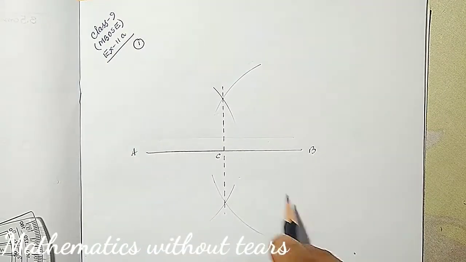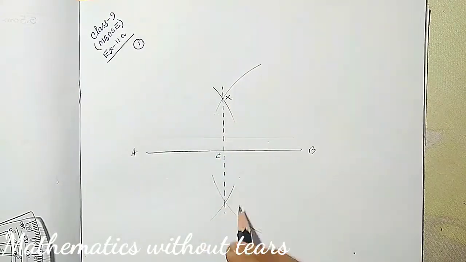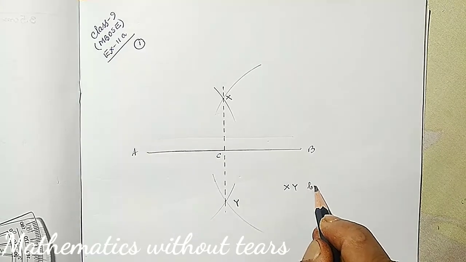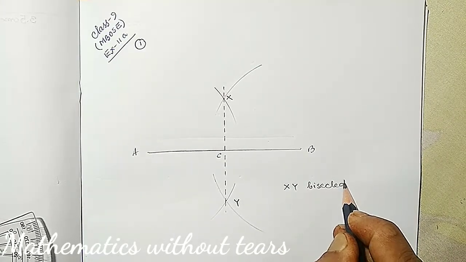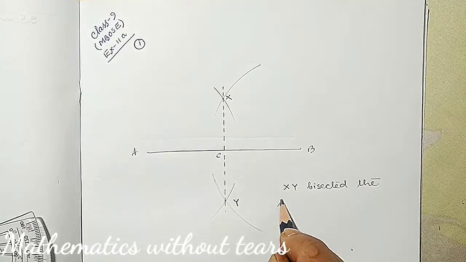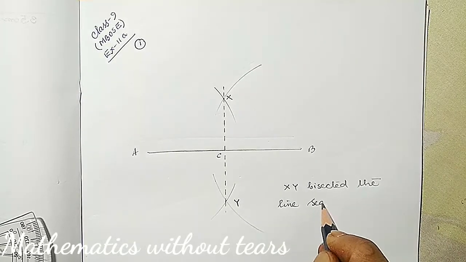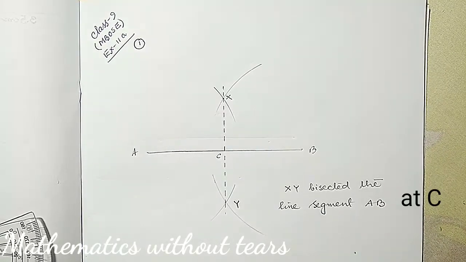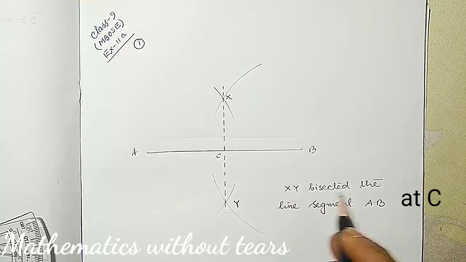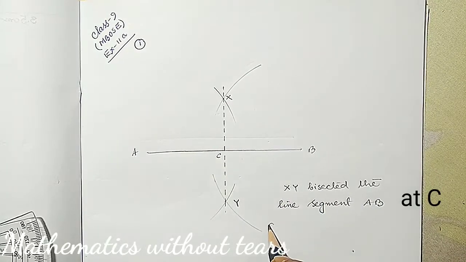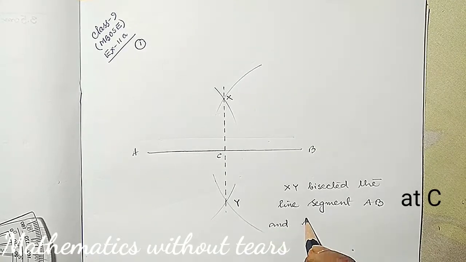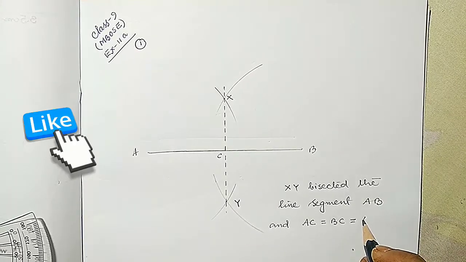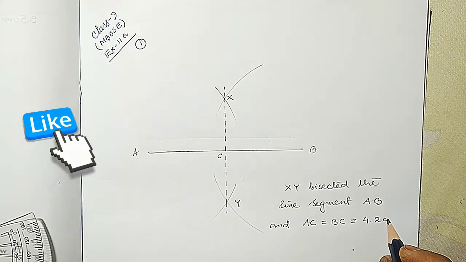Therefore we can write, here you can give the name, suppose XY bisected the line segment AB. Okay, the first part you have to write XY bisected the line segment AB, and the second part, it is given measure the equal parts. So AC equals BC equals 4.2 centimeters.